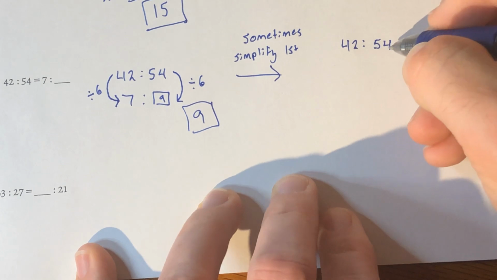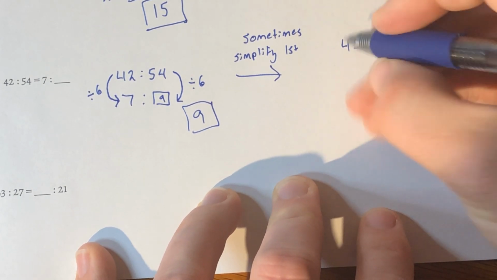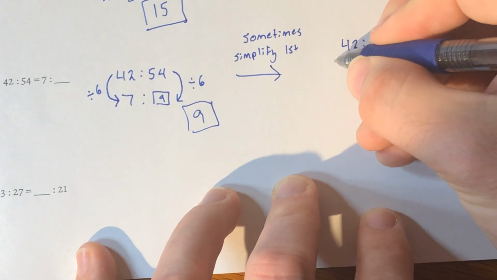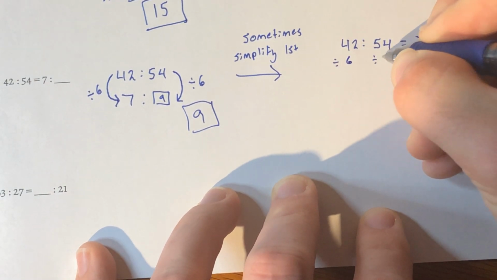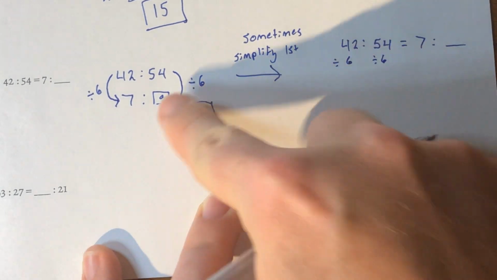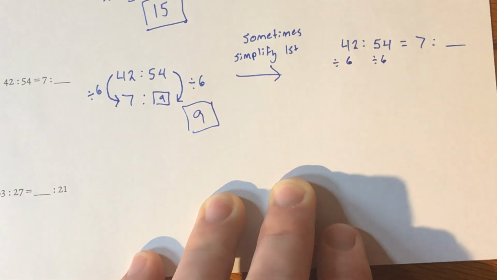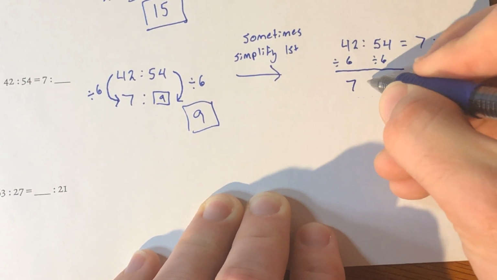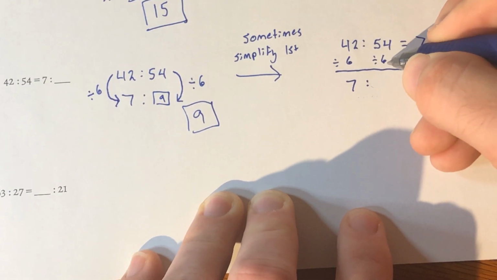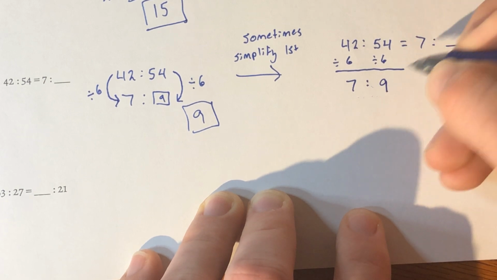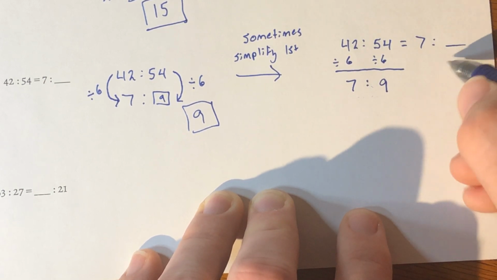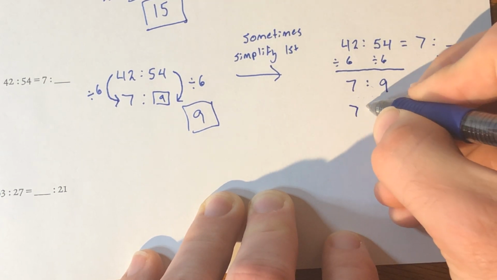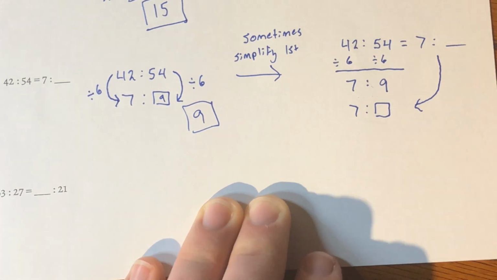What will go into 42 and 54? Well, 6 goes into both, right? I think, yes. And just so you know, you don't always have to do the arrows. You could do stuff like that. All right, so 42 divided by 6 is 7. 54 divided by 6 is 9. And we're going to put that one right below. 7 to blank.